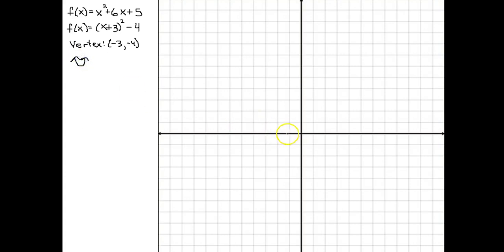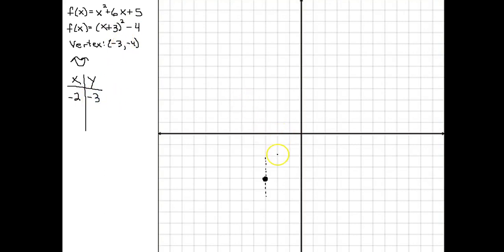Okay, so we can plot -3, 1, 2, 3, -4, 1, 2, 3, 4 right here. And then since that's the vertex, we know there's going to be a line of symmetry, a vertical line of symmetry running through that vertex. So we just need to pick some points on one side and then we can reflect them over to the other side. So let's first try putting in -2 for x. If I put -2 in for x, -2 plus 3 is 1, 1 squared is 1, minus 4 is -3.